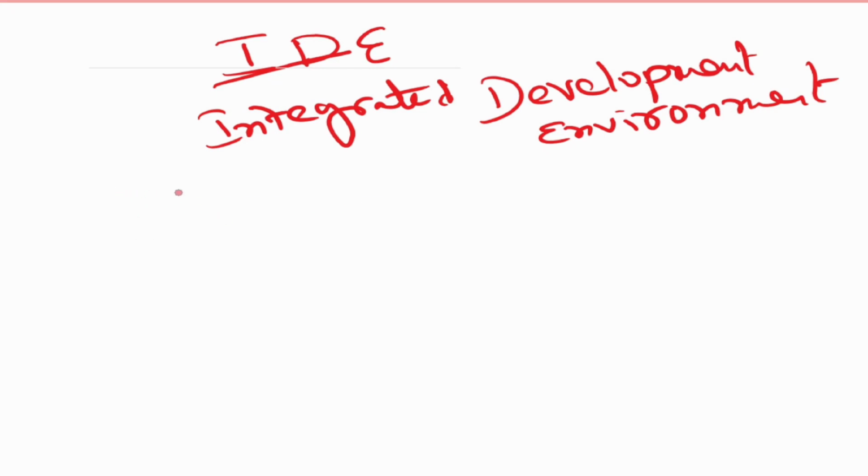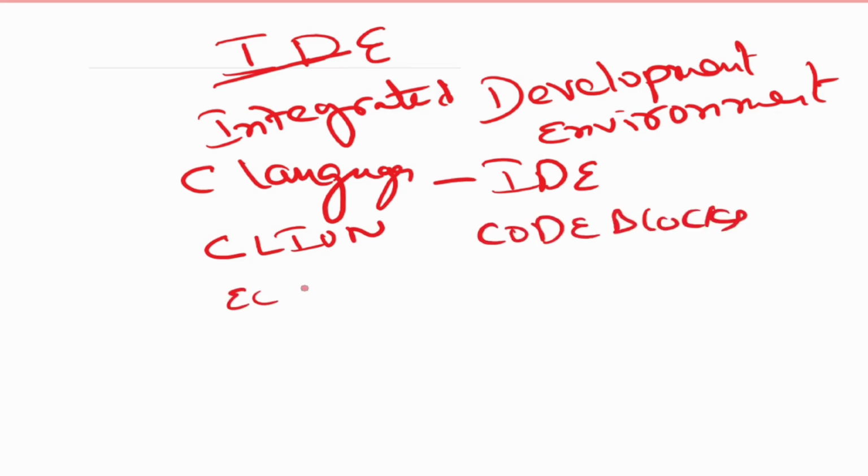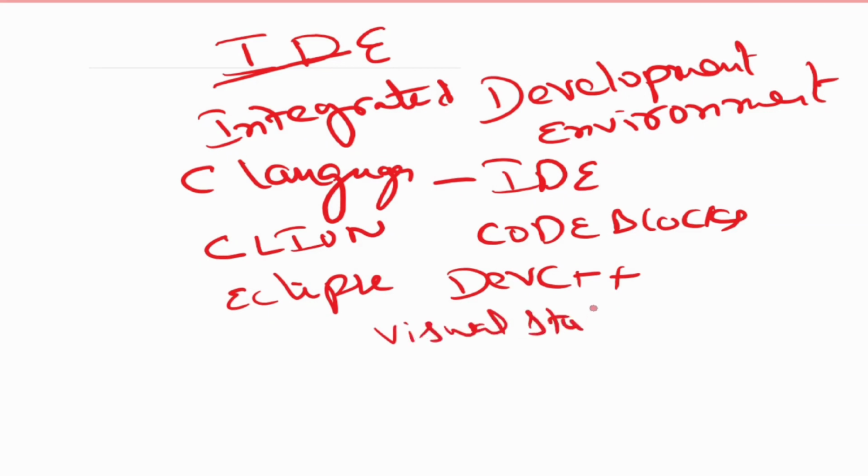What IDEs are available for C language? There are plenty of IDEs available, and almost all are free. There is no need to pay anything. They include CLion, which is very useful on Mac, Code Blocks, Eclipse, Dev-C++, and Visual Studio Code. This is a Microsoft product and also absolutely free. There are also Turbo C++ and Borland C++, something like this.